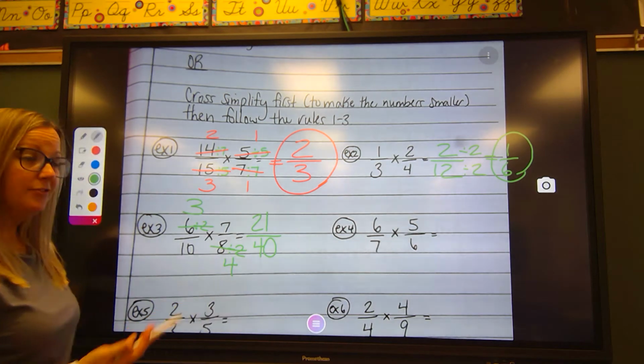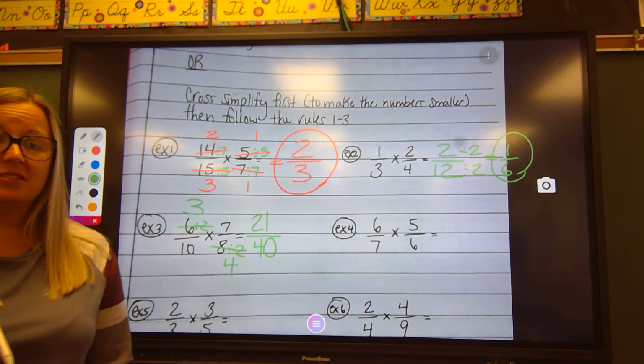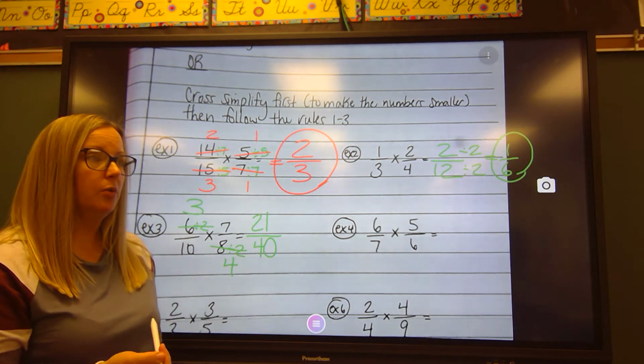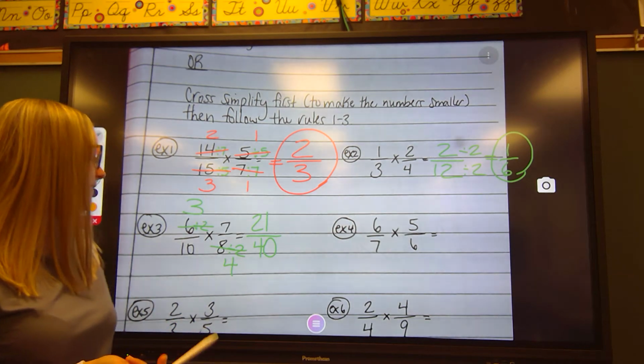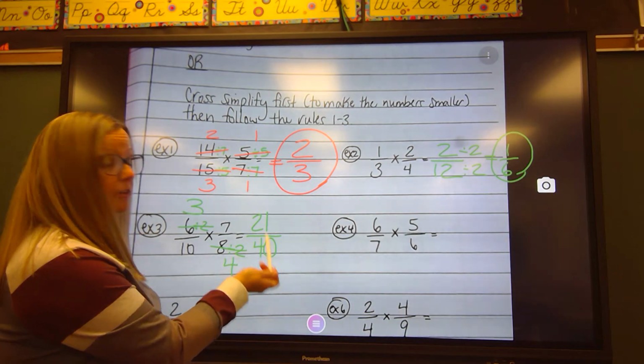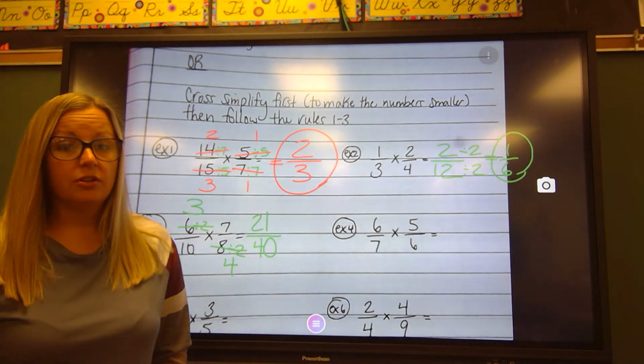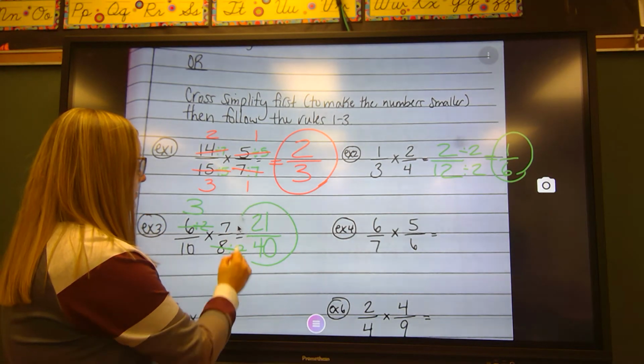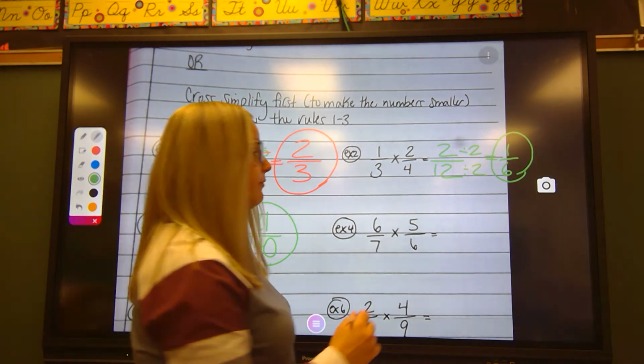Okay? You have to always check, though, to make sure that's in simplest form. So what can go into 21? 3, 7, and none of those, 21 and 1, none of those can go into 40. So that's your simplest form. That's your final answer. All right, let's see if we have time for one more here.